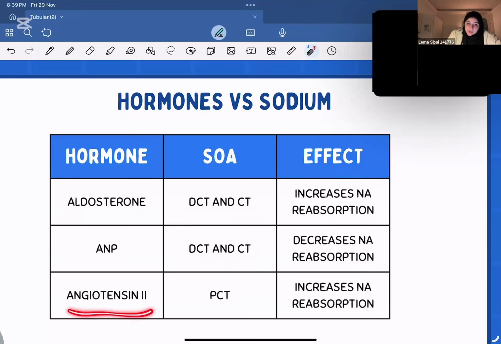Lastly, angiotensin II. You guys have taken this before, and if you know what angiotensin II does, it basically vasoconstricts the vessels. And when you have a change in the vessels, you're going to increase the amount of filtration in Bowman's capsule because you just have so much plasma going through the capsule that you have a lot of sodium going through the capsule. So where does angiotensin II act? It acts on the proximal convoluted tubule and increases sodium reabsorption. This is all this means.